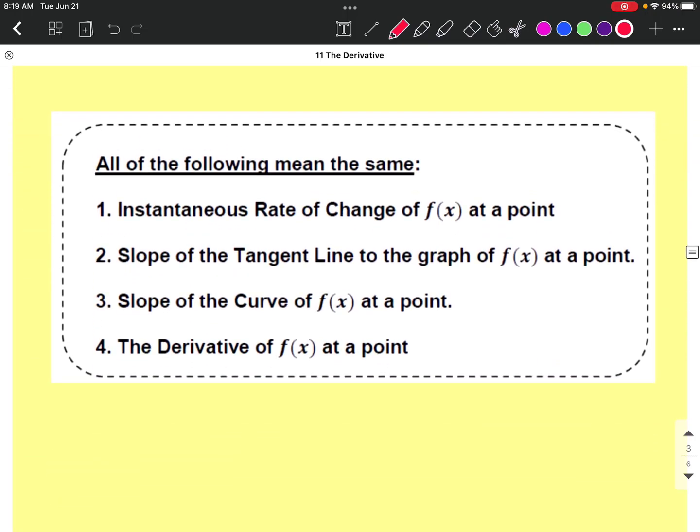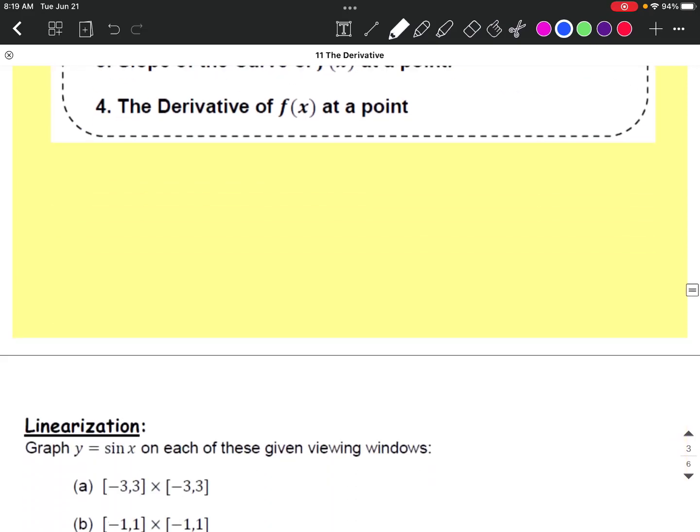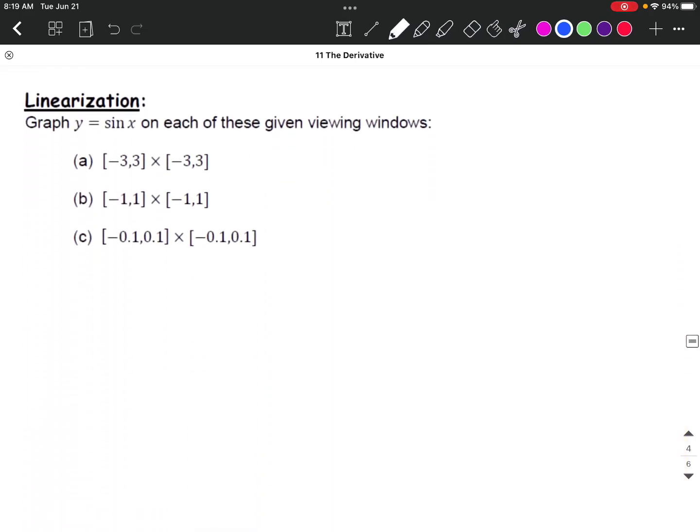Now, also important to realize is that all four of these things mean the same thing. Instantaneous rate of change of f of x at a point, the slope of the tangent line to the graph of f of x at a point, the slope of the curve of f of x at a point, and the derivative of f of x at a point. All four of these things mean the exact same thing. Really, really important. Next up is linearization.